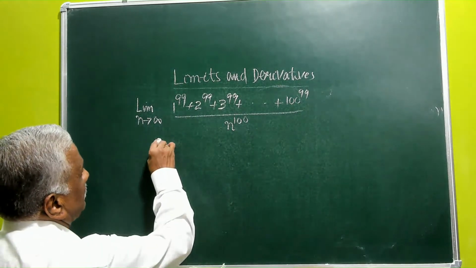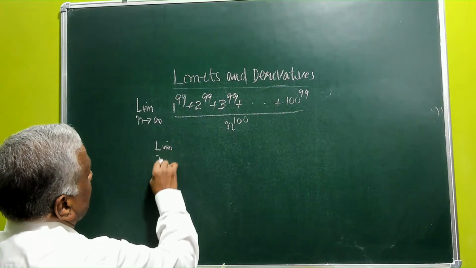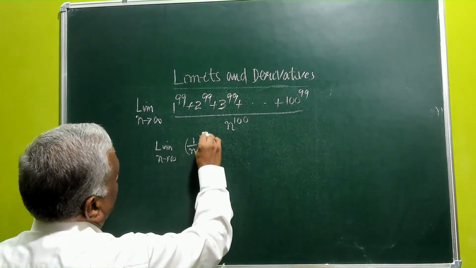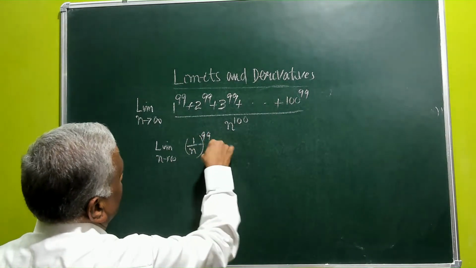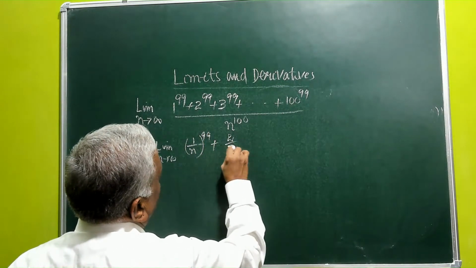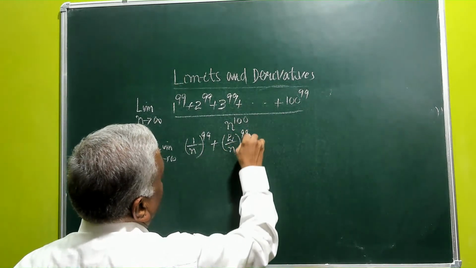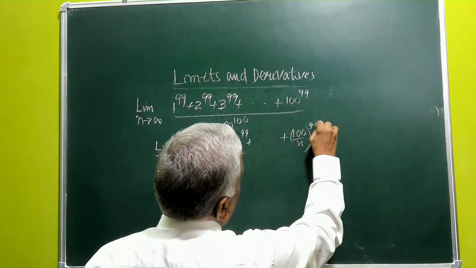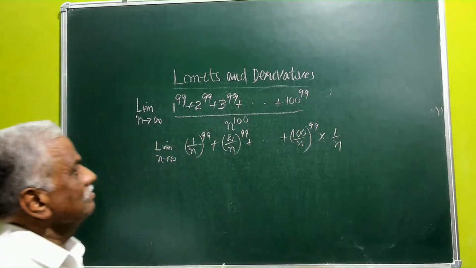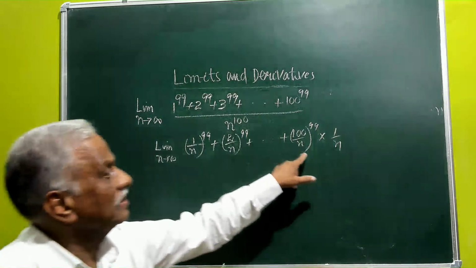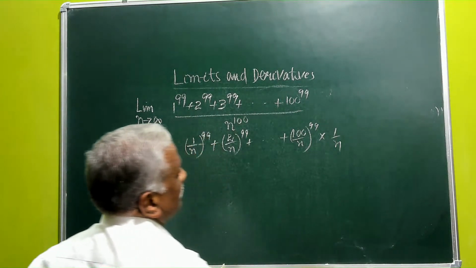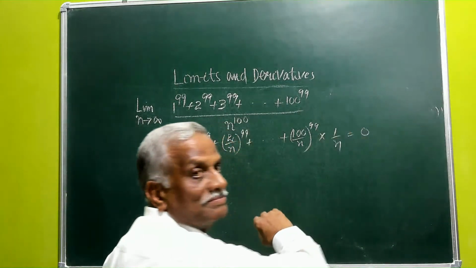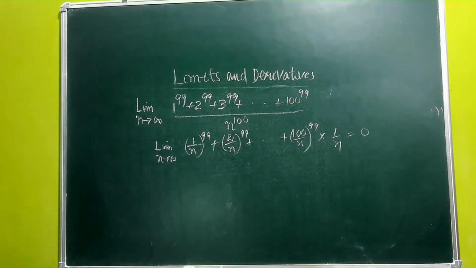What you can do is, you can write this as limit n tends to infinity of 1 by n to the power of 99, 2 by n to the power of 99, etc., 100 by n to the power of 99, into 1 by n. Because n to the power of 99 is here, these are all zeros, and 0 into 1 by n, the answer is 0. 0 by infinity. It's a very simple problem, provided you understand that.